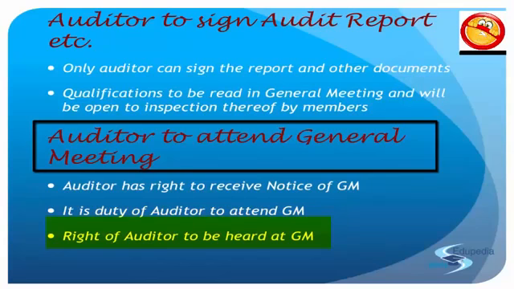The last thing: right of the auditor to be heard at the general meeting. So the auditor has the right to be heard at the meeting on any part of the business which concerns him as an auditor. Anything which is out of his purview, out of his bandwidth, he's not supposed to interfere. But anything that relates to the auditor, that is concerned with the auditor, he has a right to be heard in front of all the members in the general meeting.